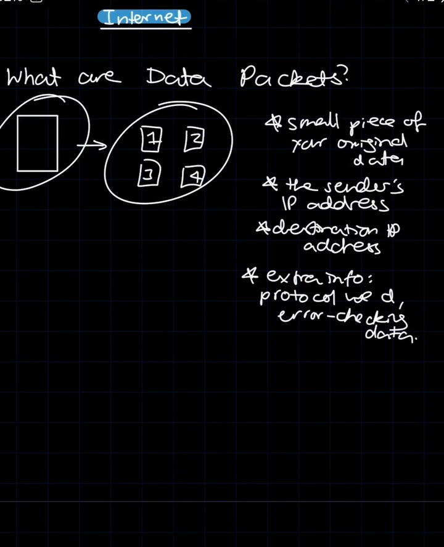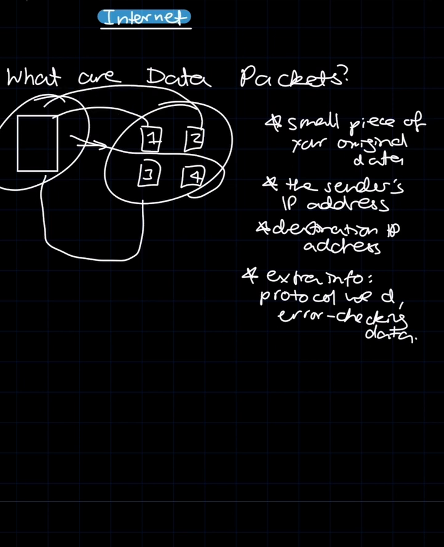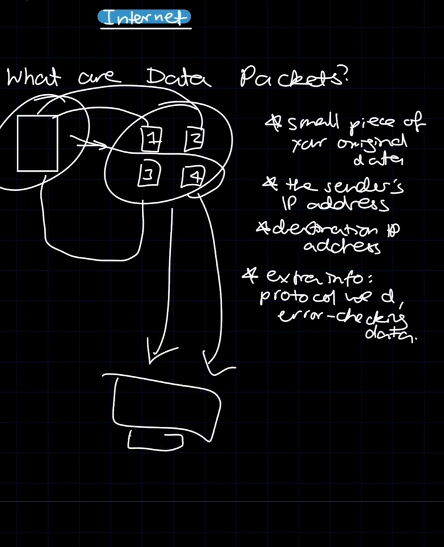And packets can take different paths through the internet to reach their destination. Then your computer puts them back together like a puzzle. So they can take different paths. Well, they're broken down like this, and then they take different paths to get to your computer.